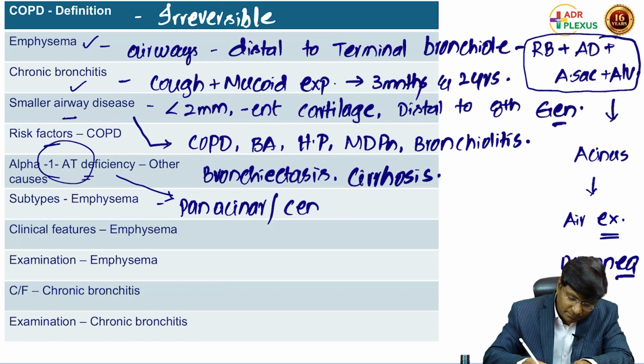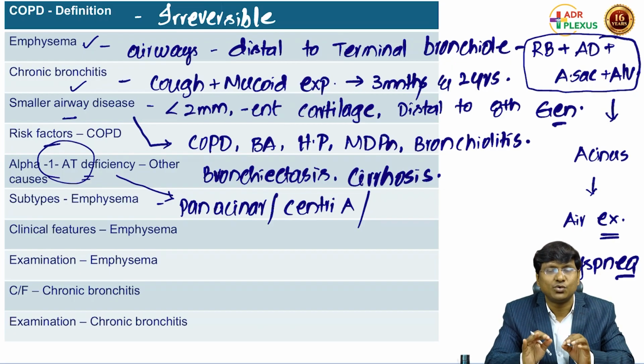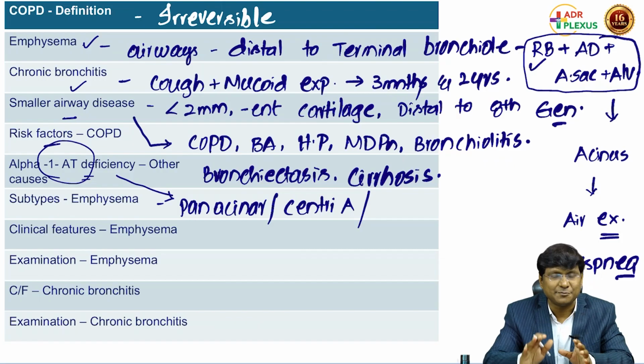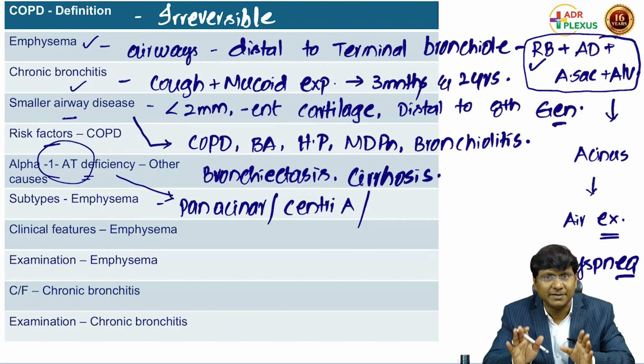Then next we have the centriacinar emphysema. So if you take the centriacinar emphysema, it is only the proximal part of the acinus that is abnormally irreversibly dilated. Now what do you understand by the proximal part of the acinus? That is only the respiratory bronchiole is abnormally irreversibly dilated.